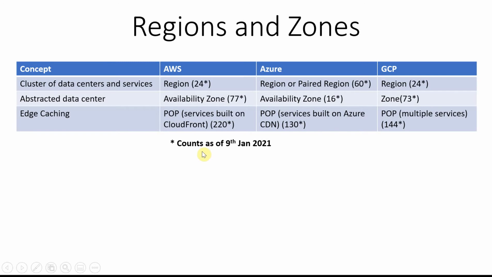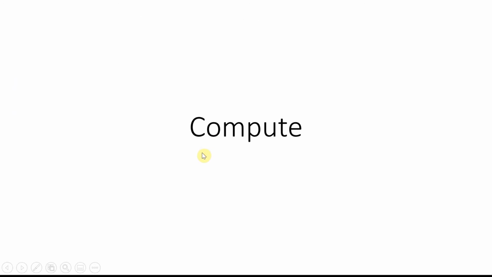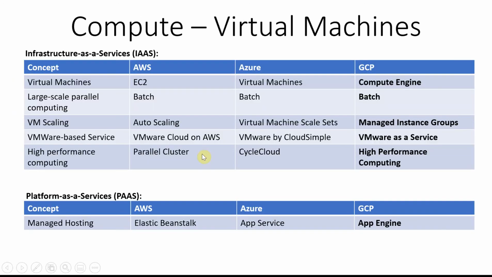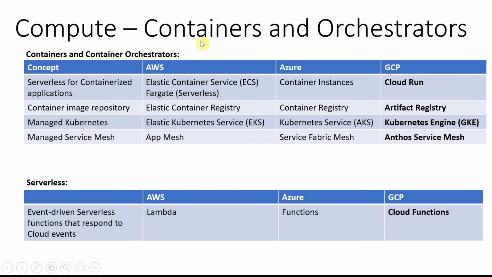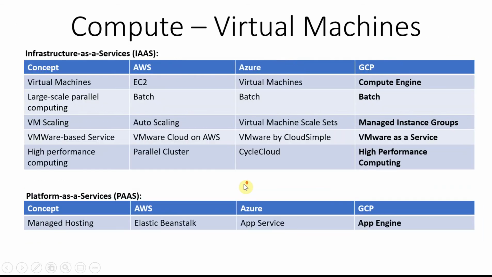Okay, let's move on. Next is compute. This compute is logically organized into infrastructure as a service and platform as a service. As a variation, containers and orchestration also come under compute, so this is also important. Kubernetes will come under this space. I think that's how it is organized in the slides.